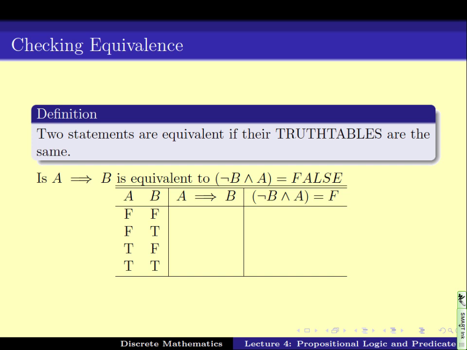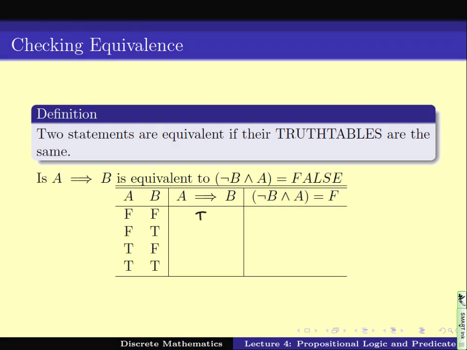So if A is false and B is false, false implies false, yes, it is true. False implies true, yes, it is true. A true statement, whereas, implies only a true statement. A true statement cannot imply a false statement. So true implies false is false, and true implies true is true.